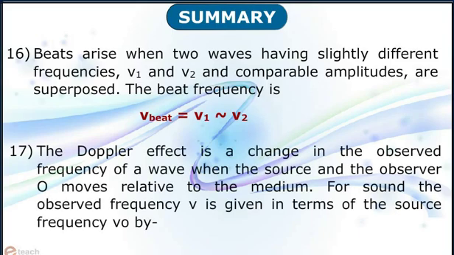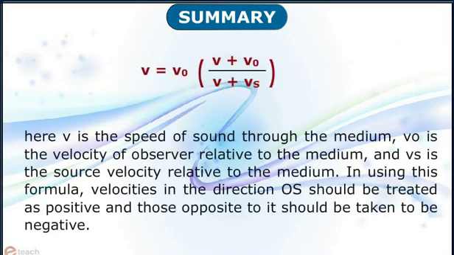The Doppler effect is a change in the observed frequency of a wave when the source S and the observer O move relative to the medium. For sound, the observed frequency nu is given in terms of the source frequency nu naught by nu equals nu naught times (v plus v naught) divided by (v plus v s). Here, v is the speed of sound through the medium, v naught is the velocity of the observer relative to the medium, and v s is the source velocity relative to the medium.